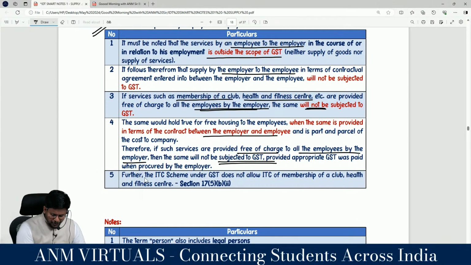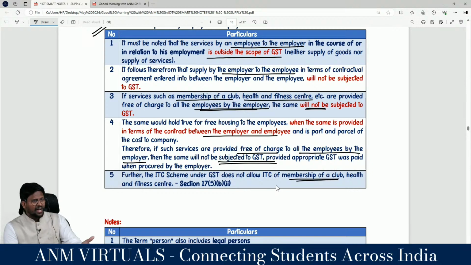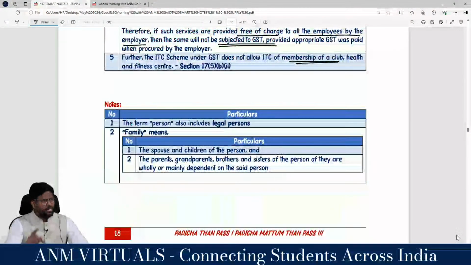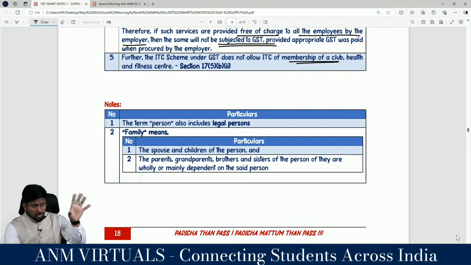Right? Sir, further the ITC scheme under GST does not allow ITC of membership of club, health and fitness center. Already blocked. Sir, if an employer takes club or fitness center memberships and gives them to the employee, since it is treated as perquisite in the employee's hand, GST need not be collected on it, but ITC cannot be taken. It is a blocked credit under section 17 subsection 5, where there are 9 blocked credits, which are navaratna. Correct? Yes sir, we have already discussed, but when we read it for the first time, sometimes the points do not connect. But after we finish the full discussion and recall it again, it will be a perfect connection.